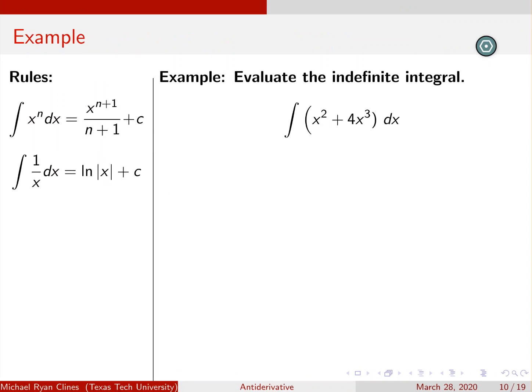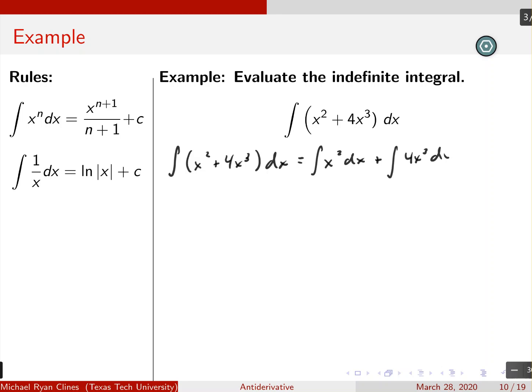First up, we want to take the integral of x squared plus 4x cubed with respect to x. So let's do that. So we have the integral. Wow, that's really thick. Let's not use that one. Let's try this one. The integral of x squared plus 4x cubed dx. Well, now we're going to use that property where the integral of the sum is the sum of the integrals, and we get this is equal to the integral of x squared dx plus the integral of 4x cubed dx.